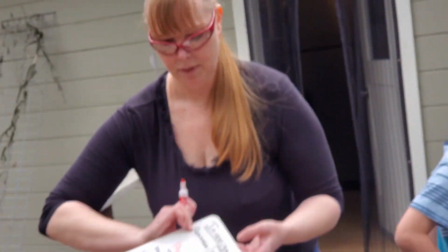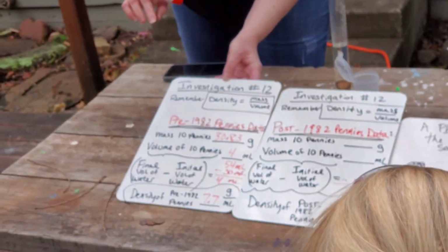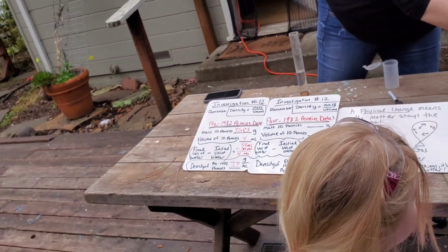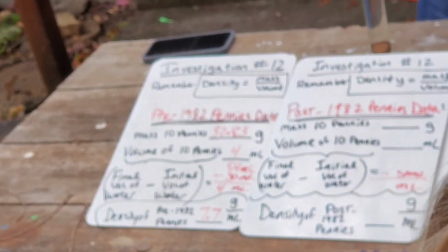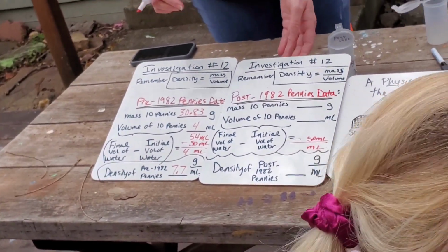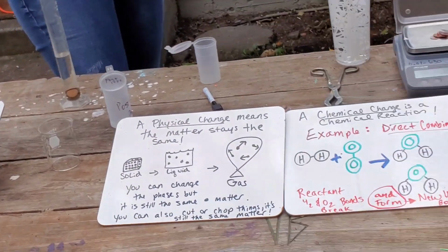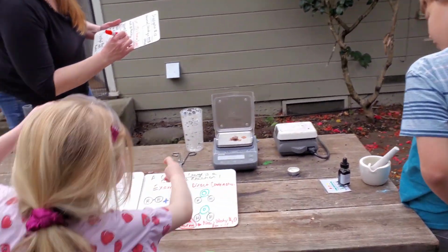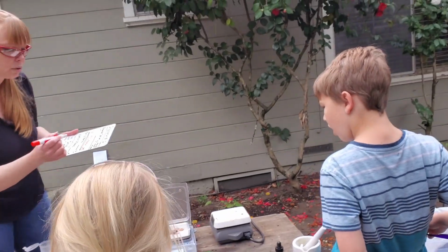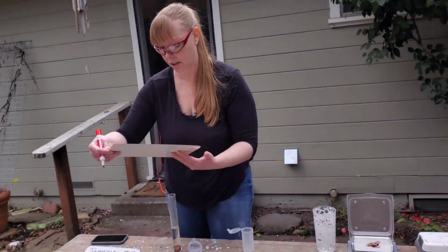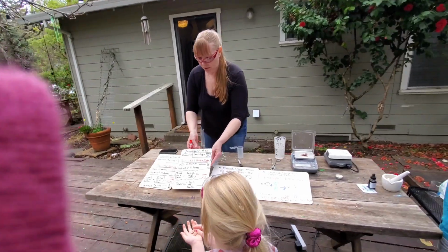Okay, now we're gonna go ahead and do the mass, Troy, of the post-1982 pennies. Can you pick that up? So tell me what those are. It was like 25. Joel, can you please not mess up our scientific data? 25 grams.